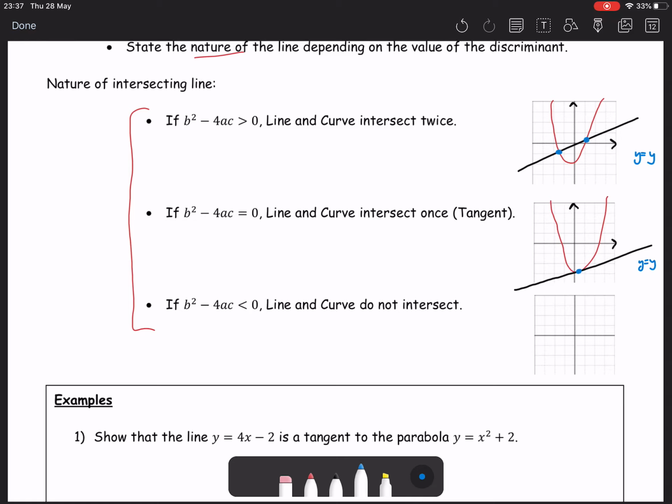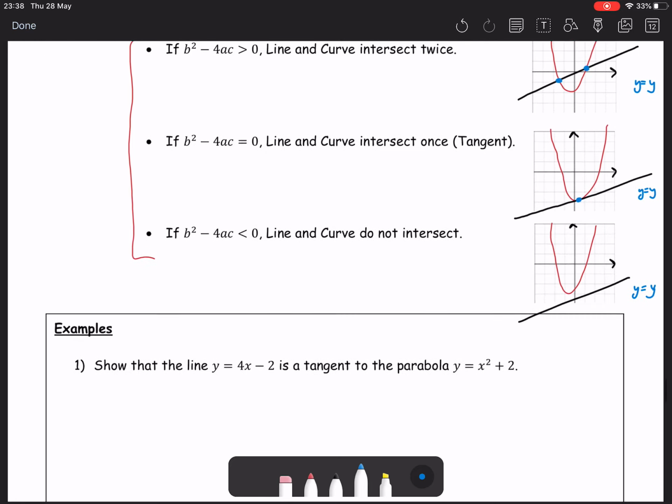Okay, and then probably what you would expect from the last one, any old curve, and if the discriminant is less than 0, they do not meet. Okay, so there's no point there that we have y equals y. That's the investigation, and our resulting discriminant would be a negative value.